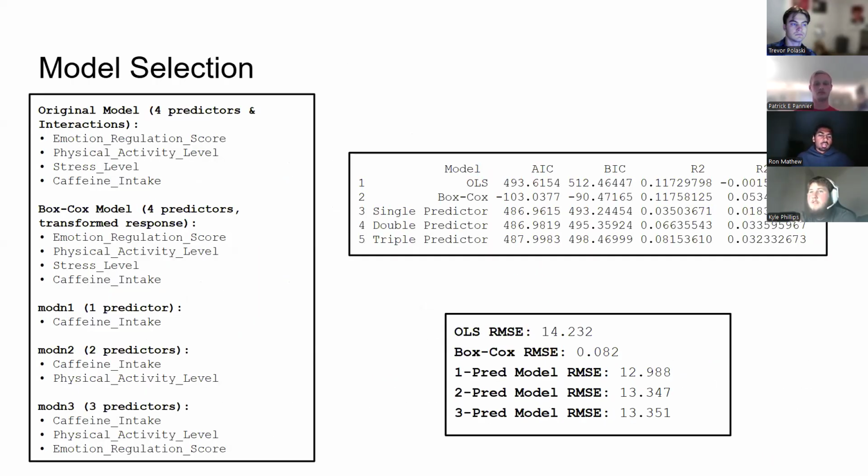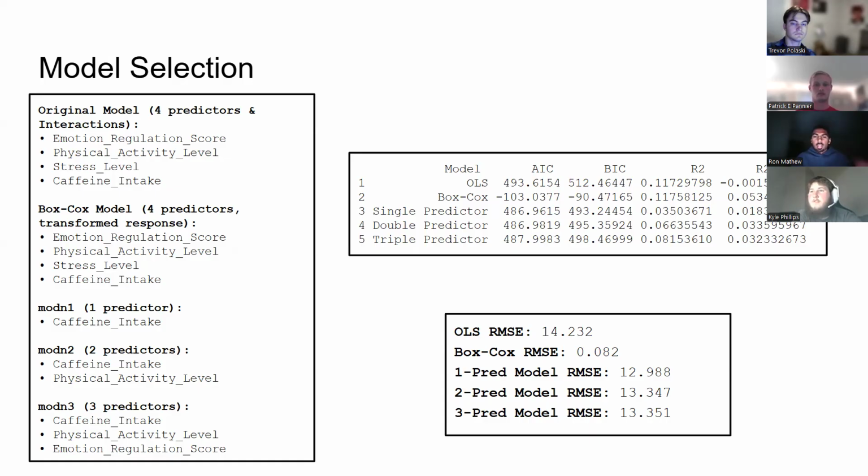So with regards to model selection, we have the original model, which is the 4 predictors and the interactions, Box-Cox, Model 1 with just caffeine intake, Model 2 with just caffeine intake and physical activity, Model 3 with caffeine intake, physical activity, and emotional regulation. We compare these on the scales of AIC, BIC, R-squared, and R-squared adjusted. From this, we can see that Box-Cox presented the lowest AIC, BIC, and the highest R-squared and R-squared adjusted, demonstrating that it's the best model.